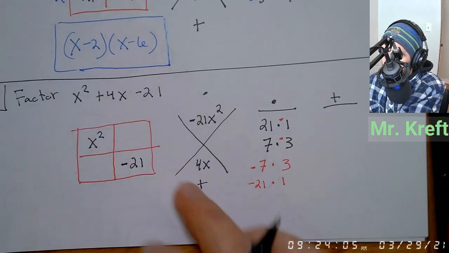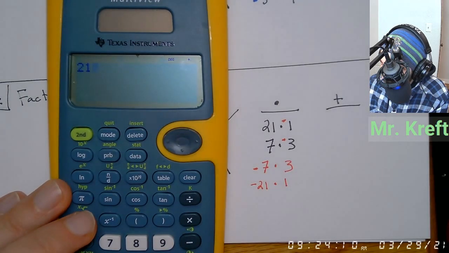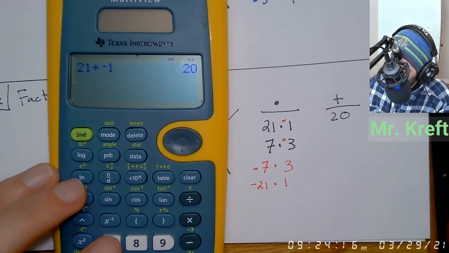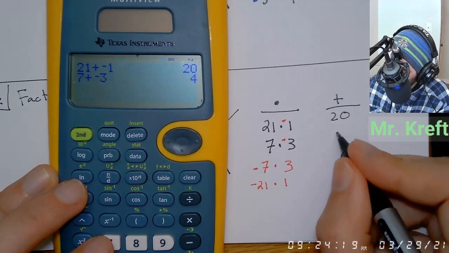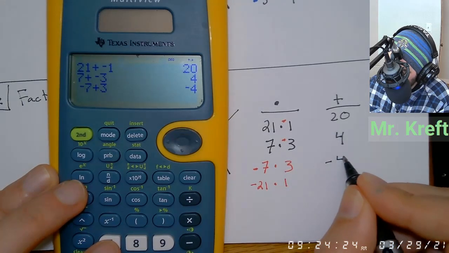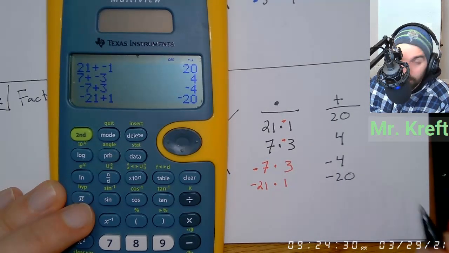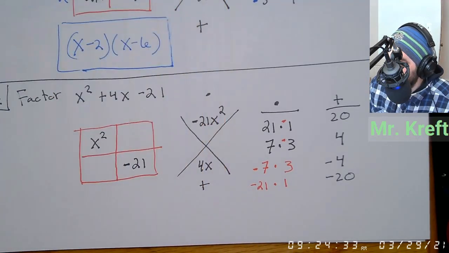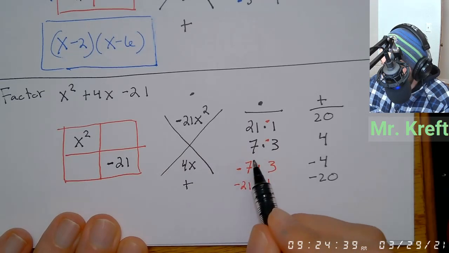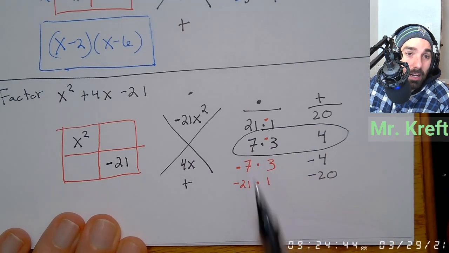So for example, all of these multiply to get negative 21. But if I go 21 plus negative 1, that's 20. If I go 7 plus negative 3, that's 4. If I go negative 7 plus 3, that's negative 4. And if I go negative 21 plus 1, that's negative 20. Now, if I had gone with my shortcut and said, hey, my linear term is positive, then I would have already known this was my answer. The bigger number has to be positive.